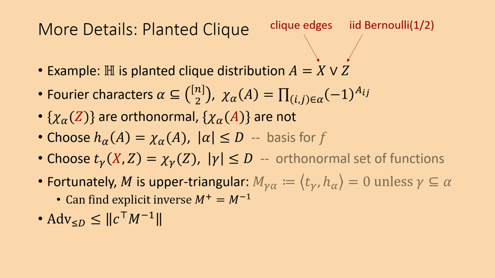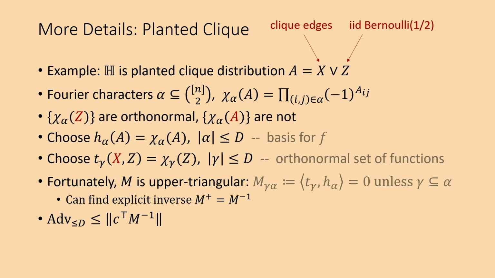Okay, so I need to start telling you what actual basis of functions and so on I'm going to use. One thing to know, I'm going to use these standard Fourier characters. So if alpha is a subset of edges, the associated Fourier character is this thing. It's a plus minus 1 valued parity function that counts the parity of the number of edges that appear in that subset alpha.